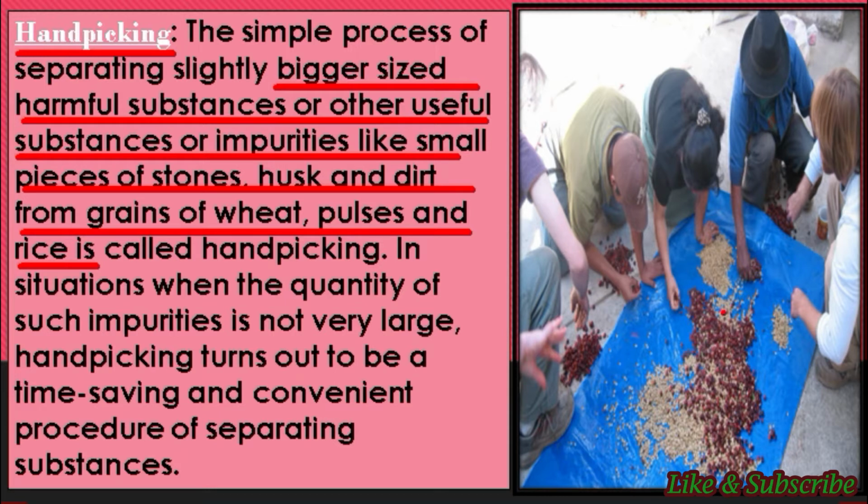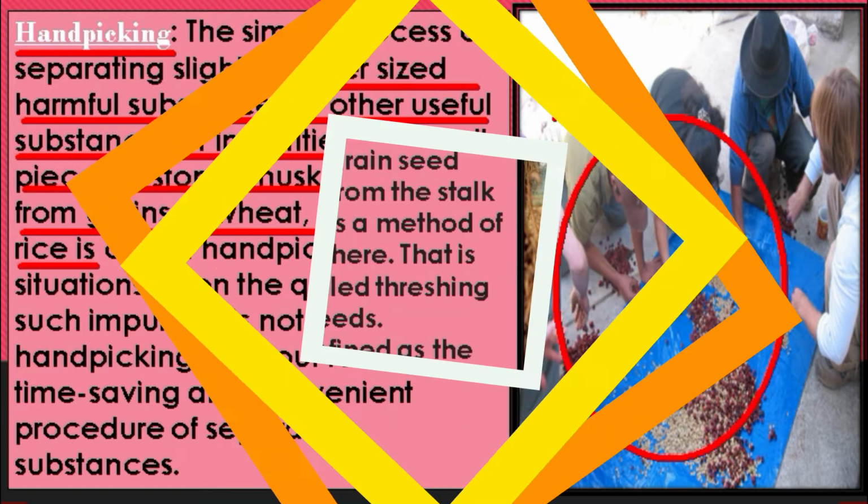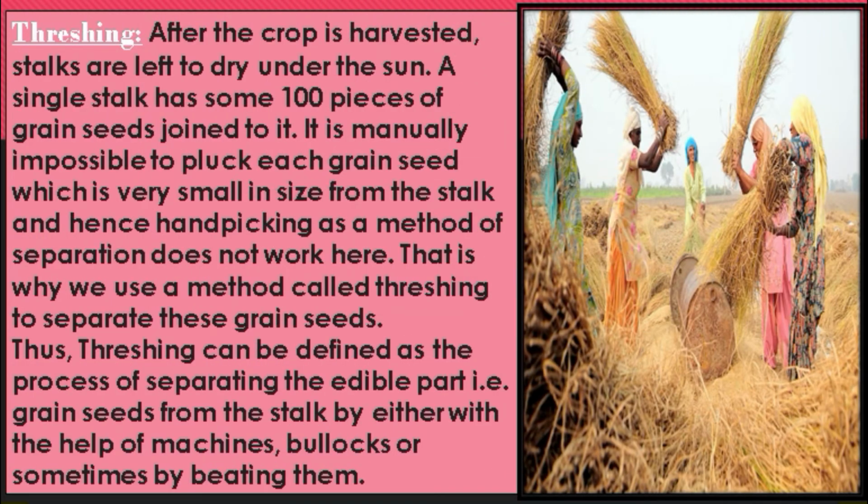As you can see here in this figure also, these people here are separating the pulses on the basis of their colors. And students, the other examples where we can use this method of separation are separating rotten vegetables from a basket of vegetables, separating stones and insects from rice, separating green grapes and black grapes, separating red gram from rice, etc. Now students, the next method of separation is threshing.